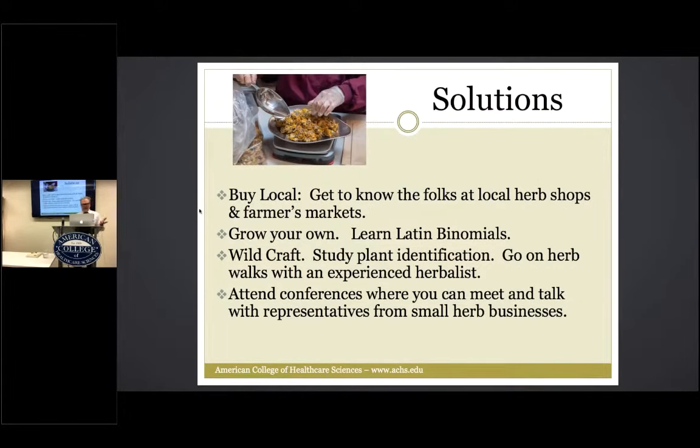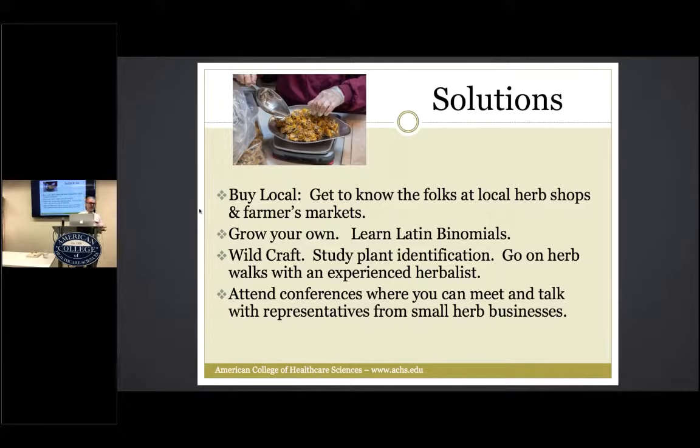So solutions to knowing your source: buy local. Get to know the folks at your local herb shops and farmers markets. I love my farmers markets because I've been going to the same farmers markets for years, and I know people really well. I can stand there and talk to them. I can ask them how they grow things. I can get an idea of their attitudes and their values.